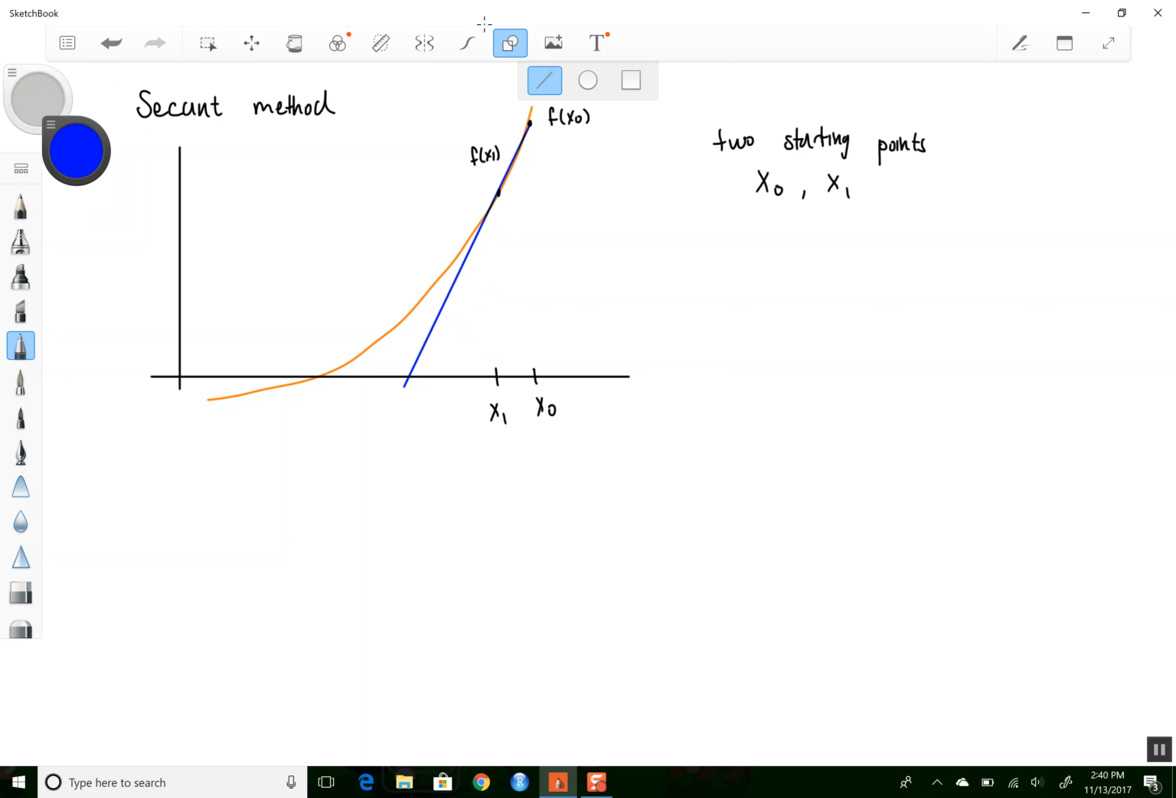And then guess what? This spot right here is going to be x2. Then you come up and say, here is f of x2, and you draw a secant line between this point and this one, and this gives you x3.